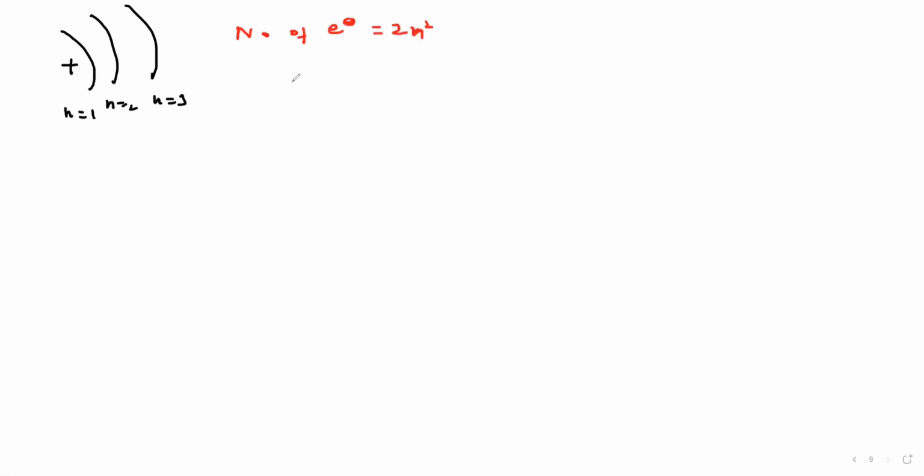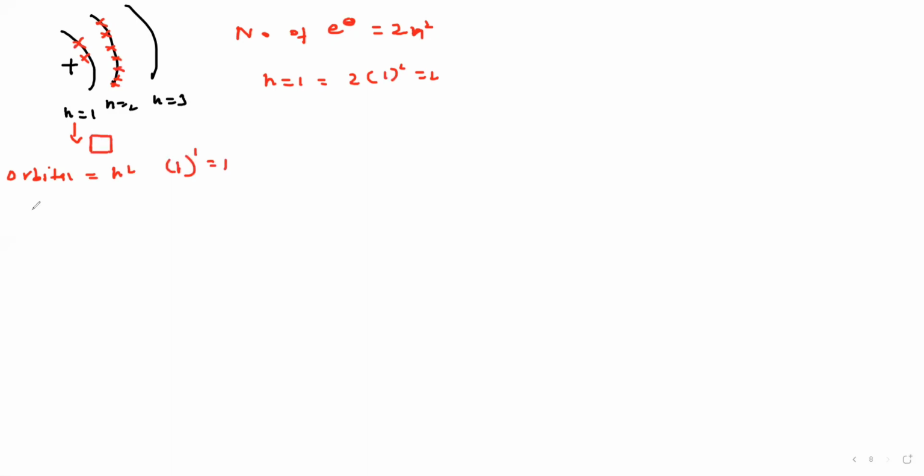Now put your n value equal to 1. What is the value? That's 2 into 1 square, which is 2 electrons. For n value 2, it is 2 into 2 square, which is 8 electrons: 1, 2, 3, 4, 5, 6, 7, 8. Now, in n value 1, how many orbitals are present? What is the formula for orbitals? That is n square, right? So 1 square is only 1. Therefore, there is only 1 orbital.